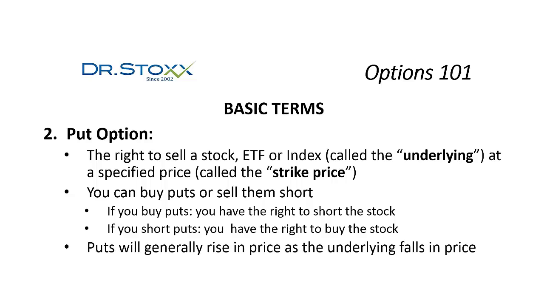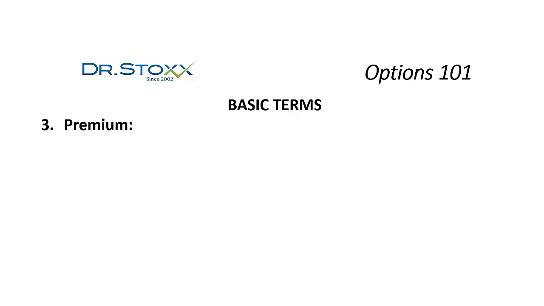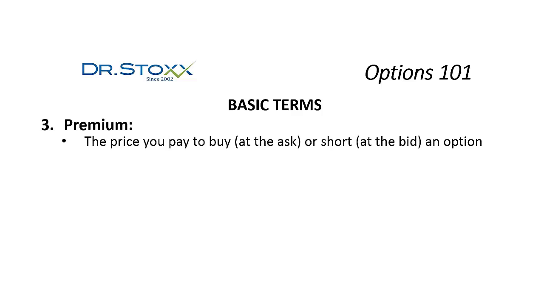Puts will generally rise in price as the underlying falls in price. So buying a put is very much like shorting a stock, only you're doing it with a very leveraged sort of instrument. And like calls, one put equals 100 shares of stock. The premium is the price that you pay to buy at the ask or short at the bid an option.